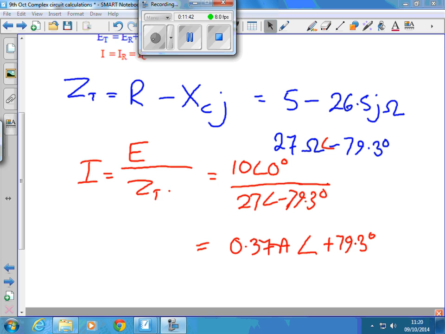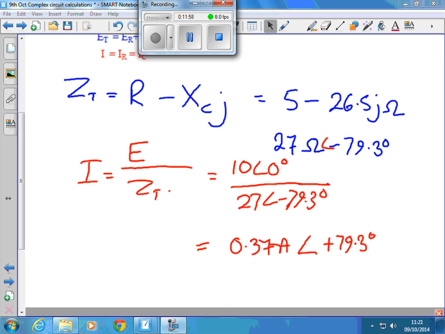So the result of that complex division is that we got a current of 0.37 amps at an angle of 79.3 degrees. Does that fit in with CIVIL? Positive angular current to voltage, current leads voltage? Yes, it does for a capacitive circuit.